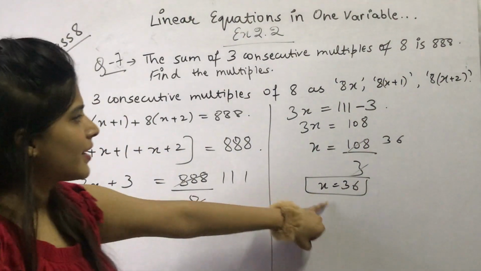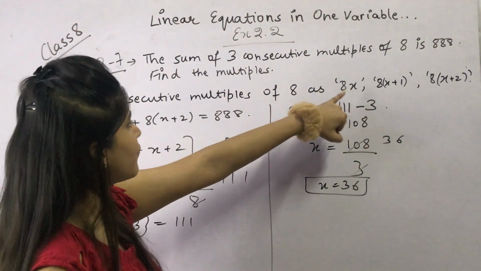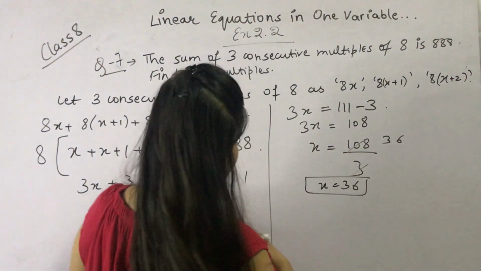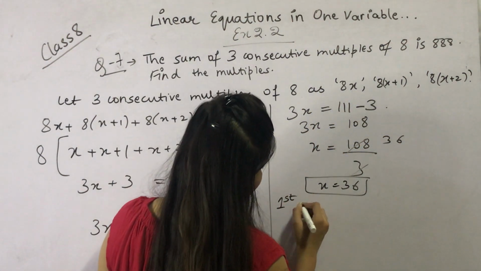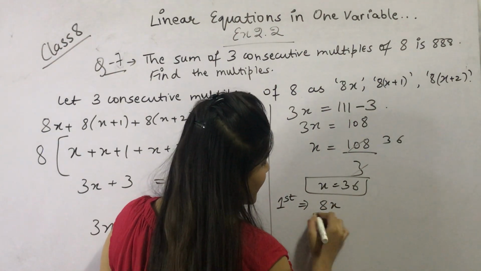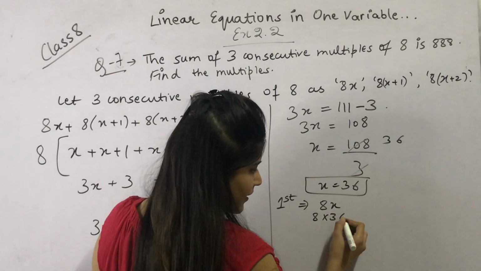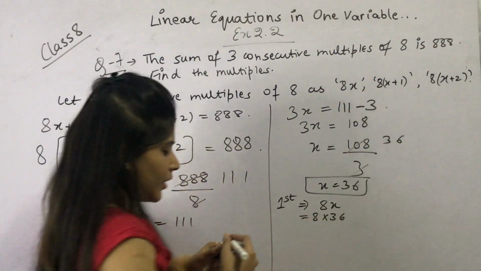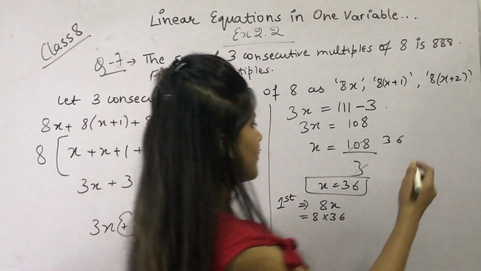Alright. Now the value of x that has come is 36. Now we have to find all the multiples. So the first multiple will be 8x, which means 8 into 36. Okay. So 8 into 36 is, let's do that.